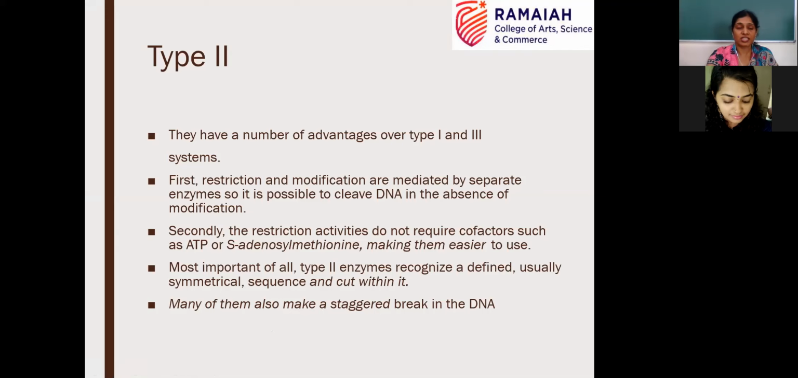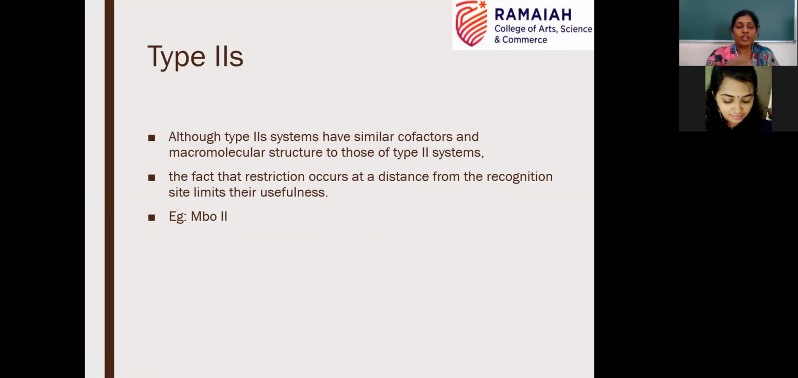I hope you are able to understand the different three types of restriction enzymes, how they are different, and which are the useful restriction enzymes for the application in cloning. Moving on to the last type, type 2S. Why is the name given as type 2S? The molecular structure and the properties are all very similar to type 2 restriction enzymes. That's why these are called type 2S.